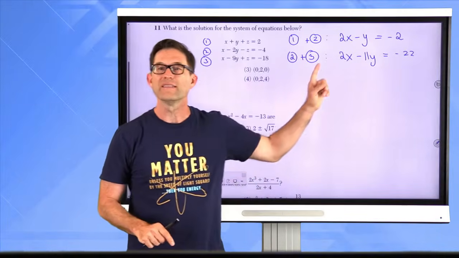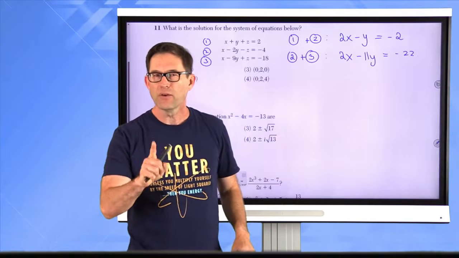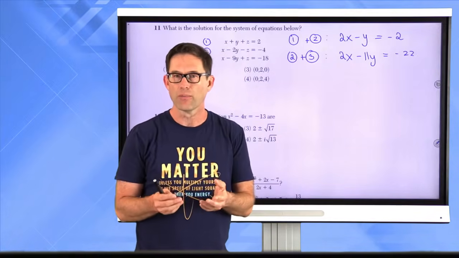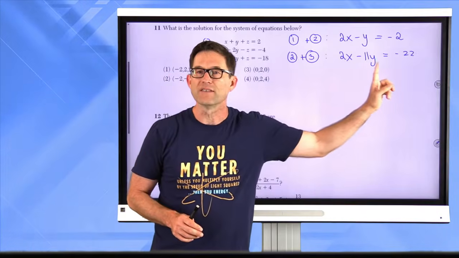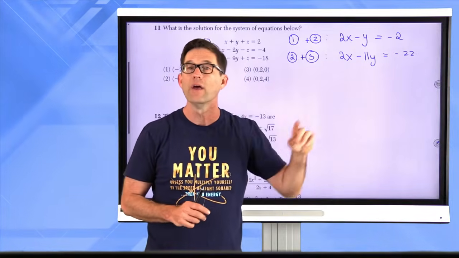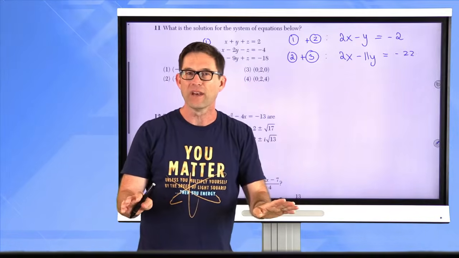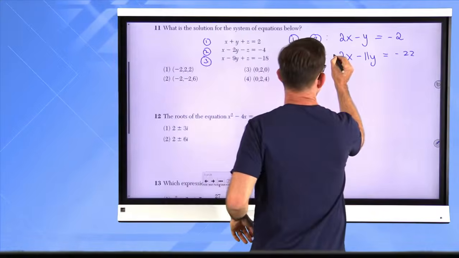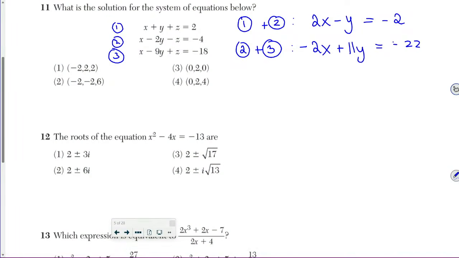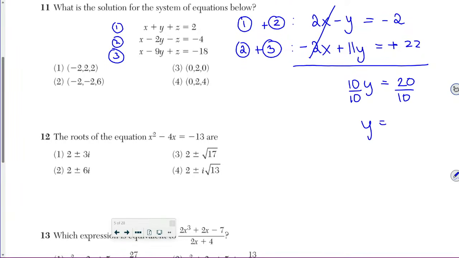And what's cool is they both have a 2x in them. So what I'm going to do right now, and this is a little sleight of hand, but I hope you're okay with it, is multiply this entire second equation by negative 1 so that I have a negative 2x here and can add it to this positive 2x and eliminate the x's. So I'm going to multiply this entire equation by negative 1, which changes the signs on everything. And then I'm going to add those two equations together. That's going to cancel. Negative y and 11y gives me 10y. Negative 2 plus 22 gives me 20. Divide by 10 on both sides, and y is equal to 2.